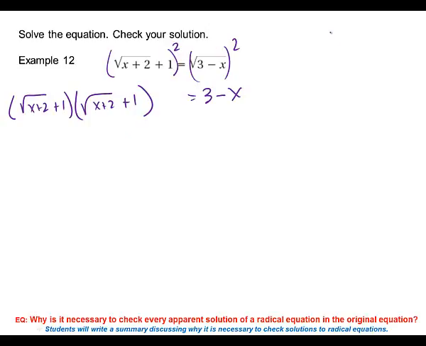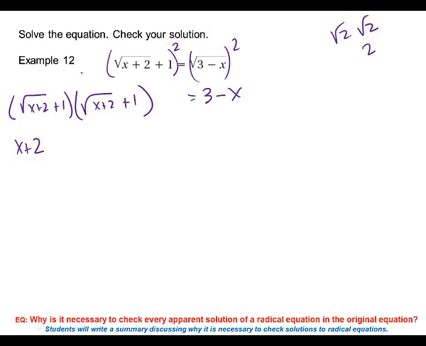All right, so we're going to FOIL this. Let's review really quick. Square root of 2 times square root of 2 is what? 2, right? Radical times itself is the junk underneath. Now listen to this. Square root of x plus 2 times square root of x plus 2 is? There you go, x plus 2, the junk underneath, right?